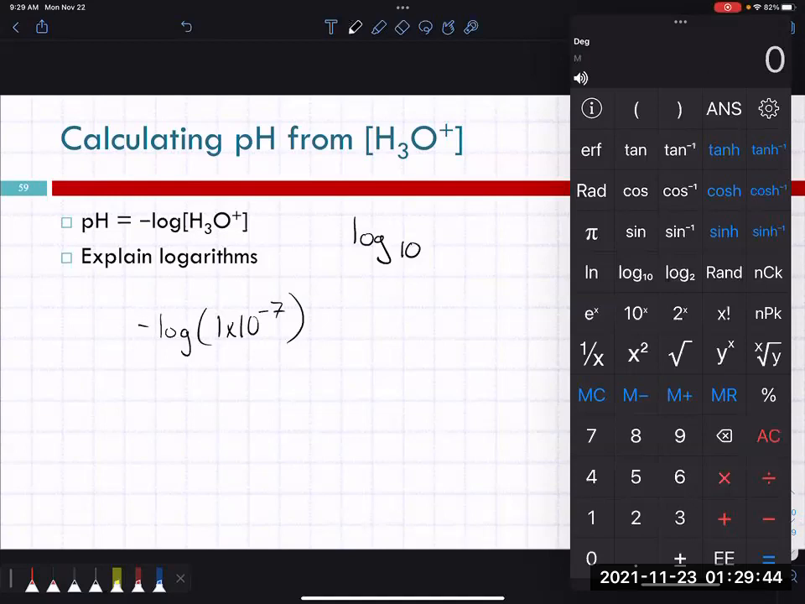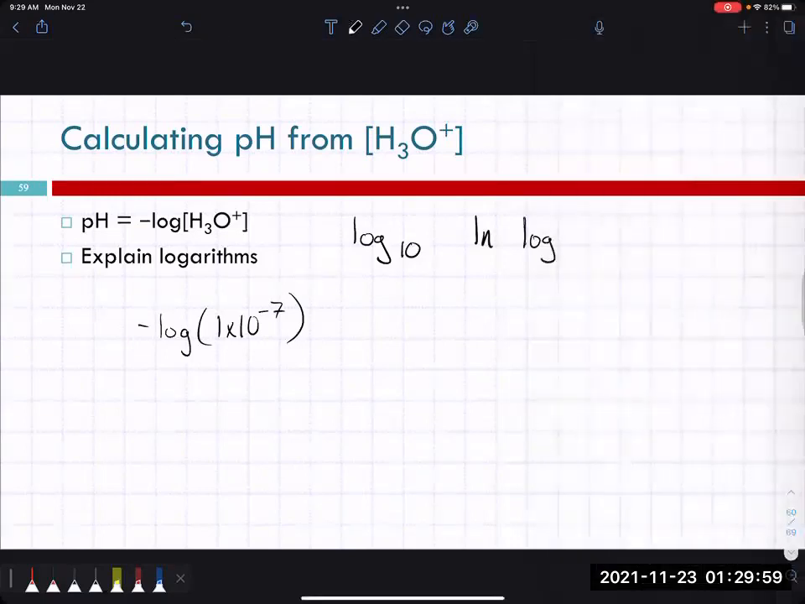gives me an error. There's also log base 2. So if you're using your calculator, and your calculator has two buttons, it has LN. Well, actually, some of them have them on the same button. It'll be LN or LOG. Make sure you're using LOG.